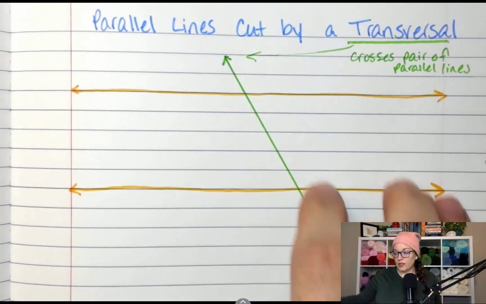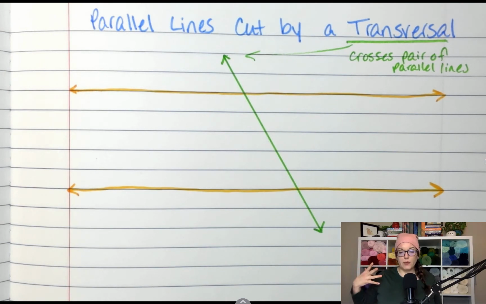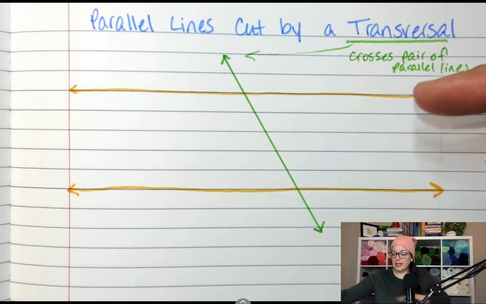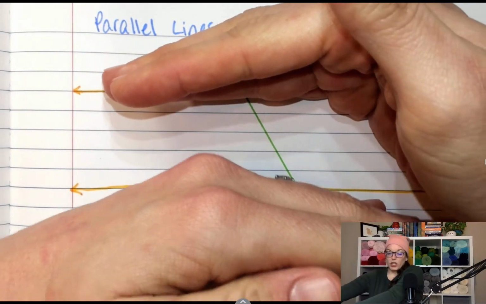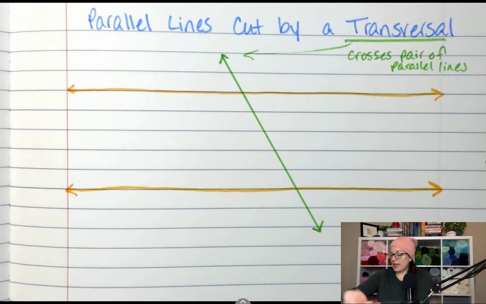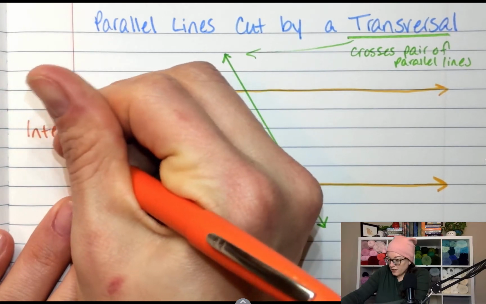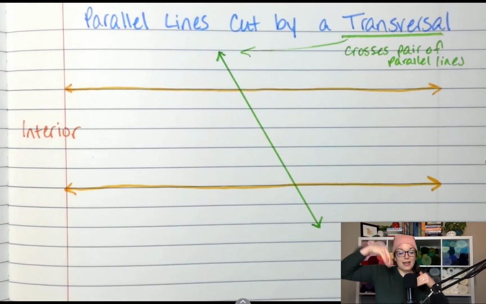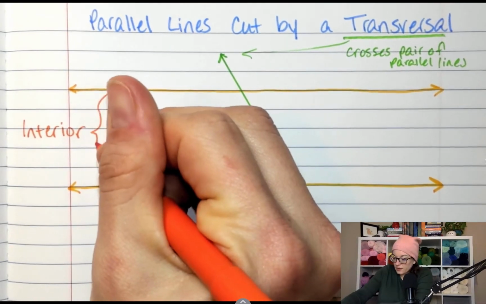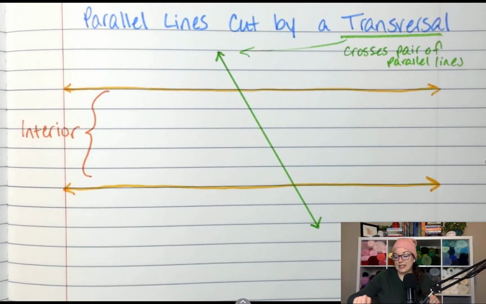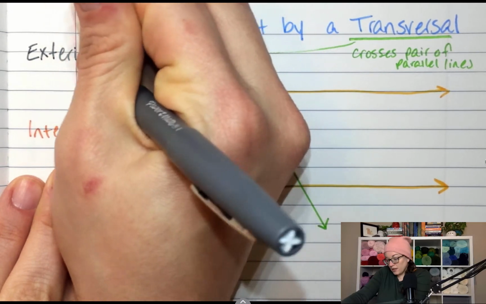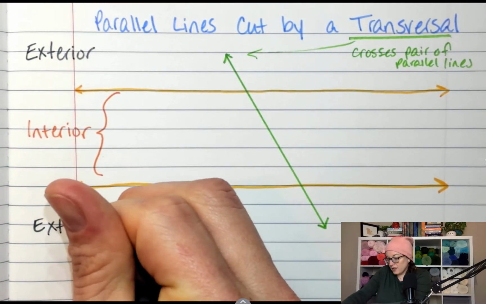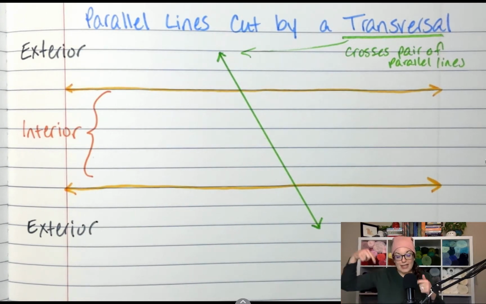First, let's look at this situation. There are two areas we need to focus on: interior and exterior. So inside the lines, between those lines, we're going to call the interior. So this is interior. And so if between the lines is the interior, then outside of the lines is the exterior. So we've got exterior up here and exterior down there. So interior between the lines, exterior outside of the lines.